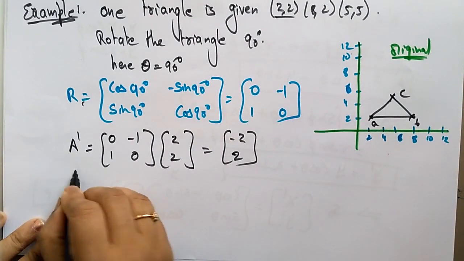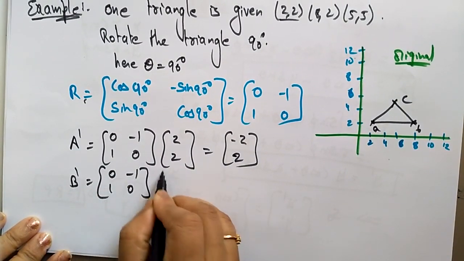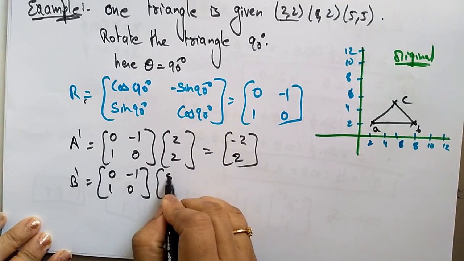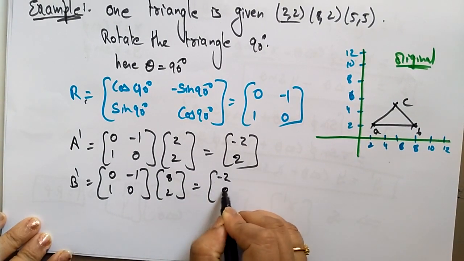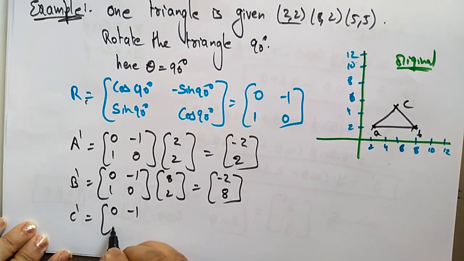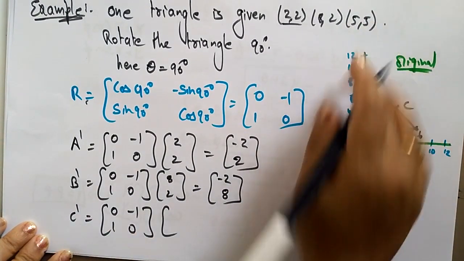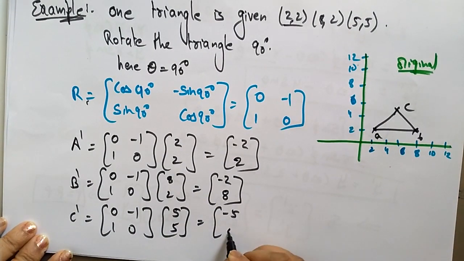In the same way B dash. R is [0, minus 1; 1, 0], and what are the B coordinates here? 8, 2. If you calculate, you'll get minus 2, 8. In the same way C dash, [0, minus 1; 1, 0], and what are the C coordinates? 5, 5. You'll get minus 5, 5.